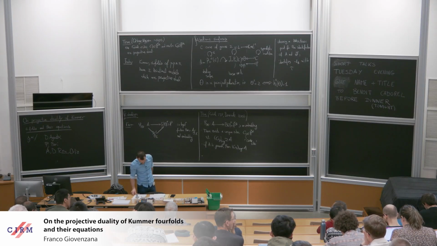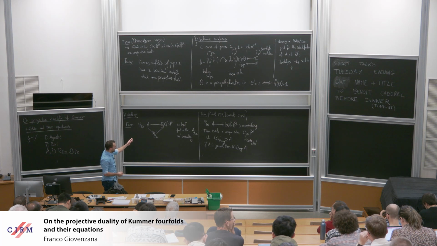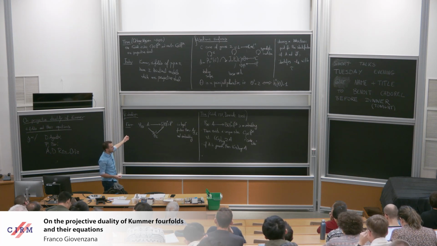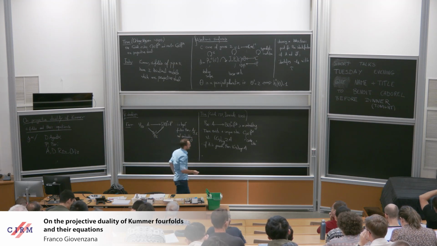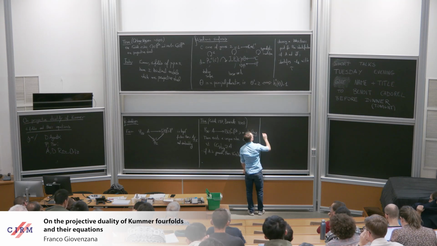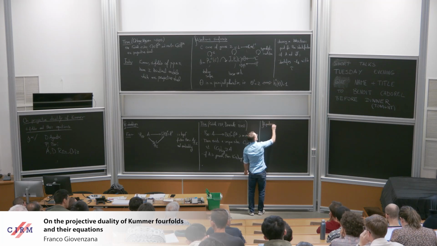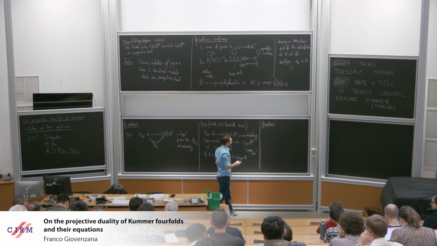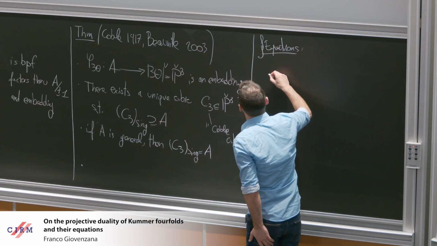Okay. So now we turn to equations. We have seen that we have some projective embeddings, some projective models of our surfaces, and we would like to understand better the equations defining this projective embedding. And for this, we need the help of the theta groups given by the polarization.